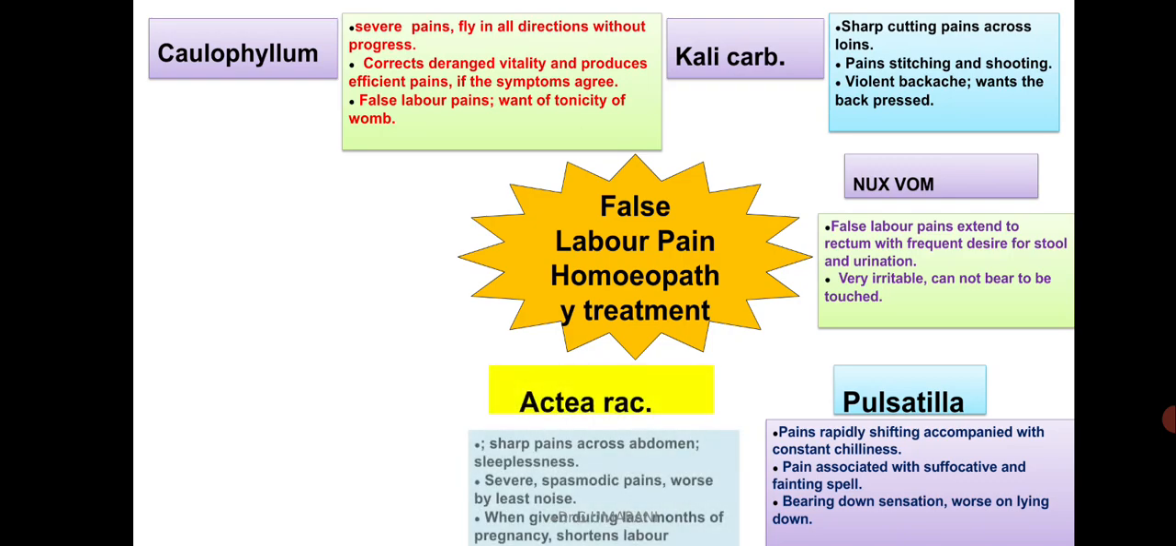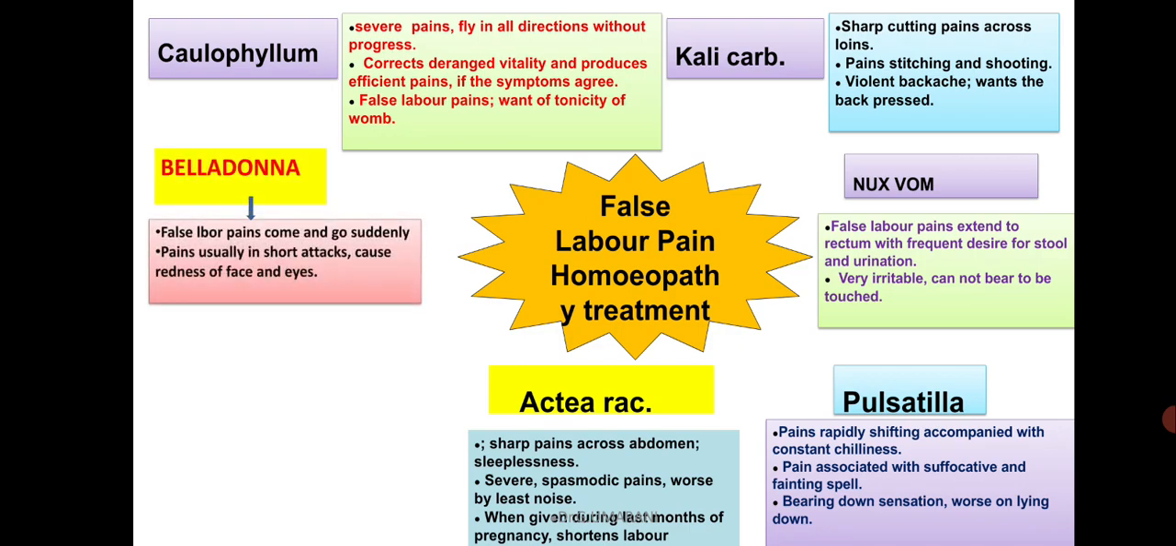Actaea racemosa is one more remedy, where there are sharp pains across the abdomen and sleeplessness, severe spasmodic pains aggravated by the least noise, and when given during the last months of pregnancy it shortens the labor. Belladonna, one more remedy. Key symptoms are false labor pains that come and go suddenly, and pains usually in short attacks, causing redness of the face and eyes.